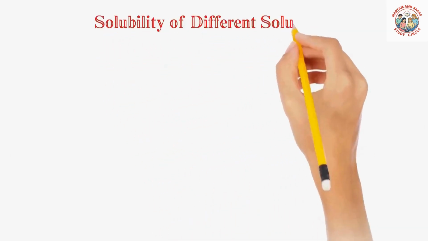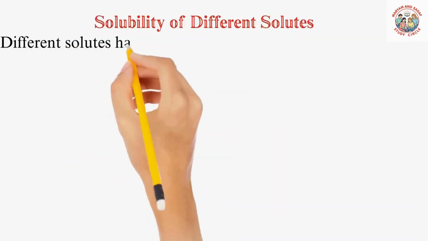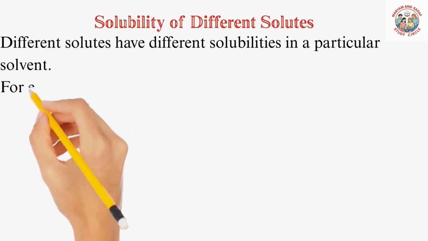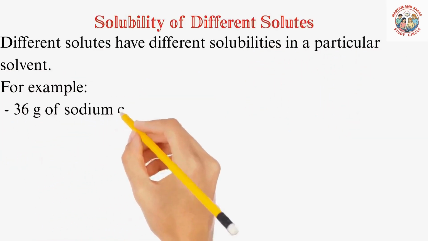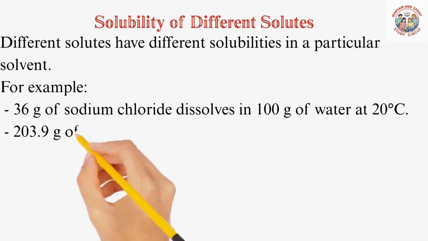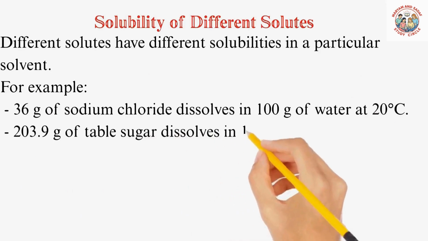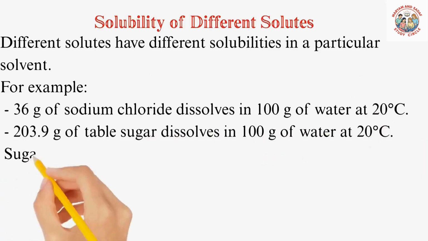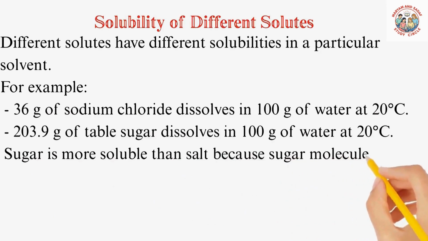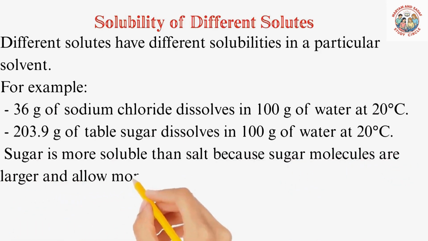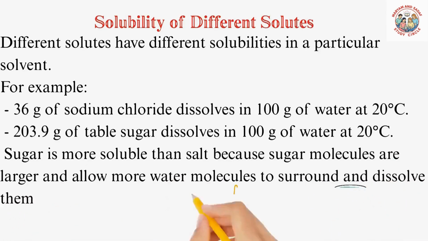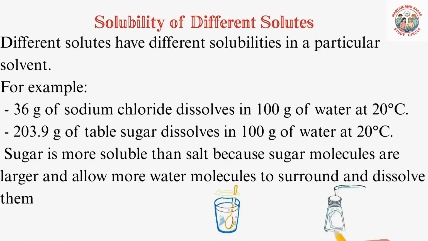Solubility of different solutes. Different solutes have different solubilities in a particular solvent. For example, 36 grams of sodium chloride dissolves in 100 grams of water at 20 degrees Celsius. 203.9 grams of table sugar dissolves in 100 grams of water at 20 degrees Celsius. Sugar is more soluble than salt because sugar molecules are larger and allow more water molecules to surround and dissolve them.